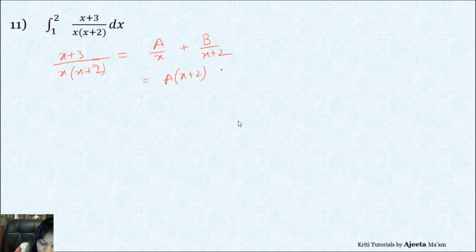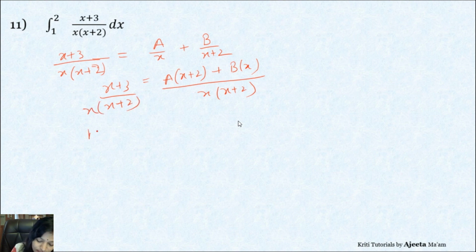X plus 2 will come with a, with b x will come, and here in the denominator x plus 2 will come. Now we will compare the values of the numerators, okay, because denominators are same. Now when x is 0, put 0 as x on both the sides, numerator on the left side and numerator on the right side. So what will you get? 3 is equal to 2a. So a ka value is 3 by 2.